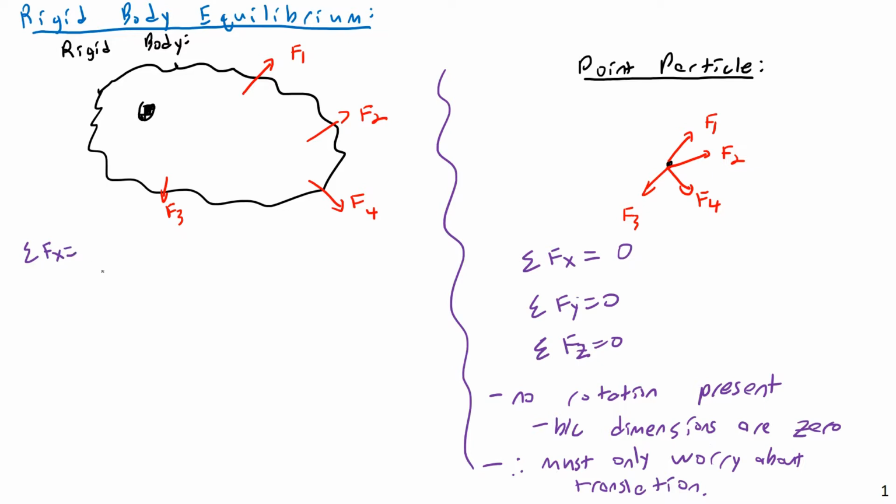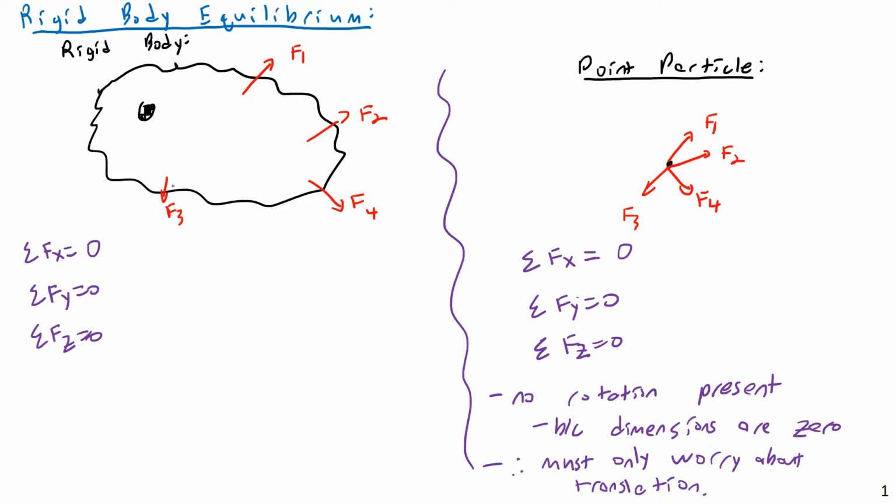First, we have the same 3 identical translational equations that we had for the point particle. These are the summation of forces in the x direction is equal to 0, the summation of forces in the y direction is equal to 0, and the summation of forces in the z direction is equal to 0. And again, these are the equations of translational equilibrium.